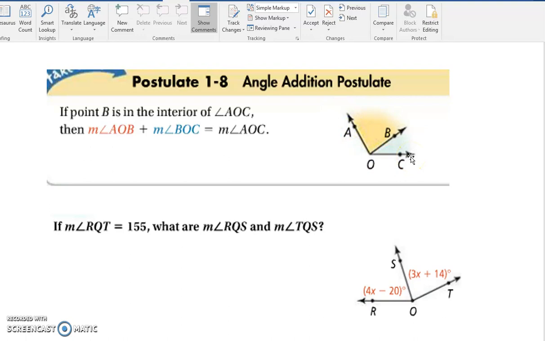And again, I think that kind of makes sense. The degree measure here plus the degree measure there should get us the overall degree measure. So we'll just do a quick question involving that to finish off our notes today.